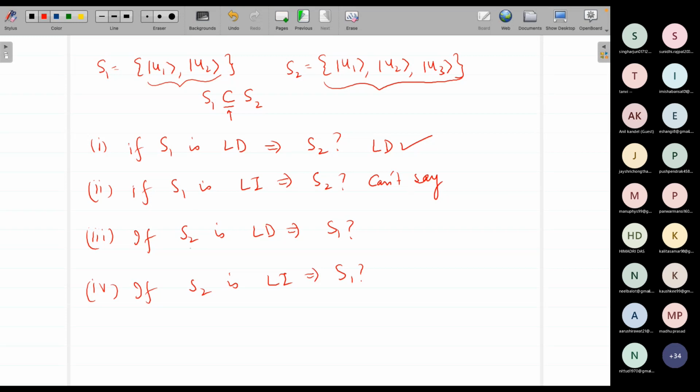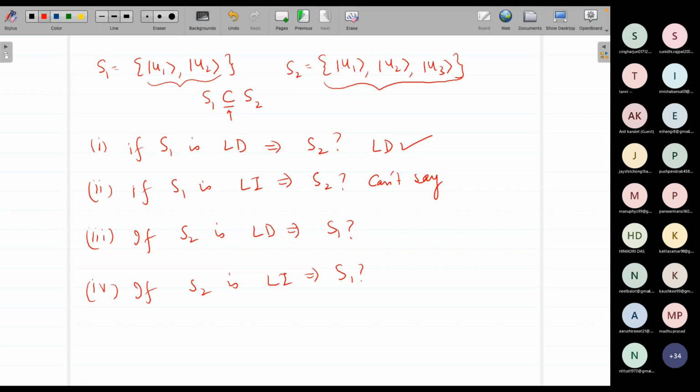What about if S2 is linearly dependent? So I know that this bigger set is linearly dependent. What can I say about this S1? We still can't say that. It depends on the elements of S1. If it is a proper set, then we can say. Here, for the first time, I am seeing some non-uniformities among the answers.